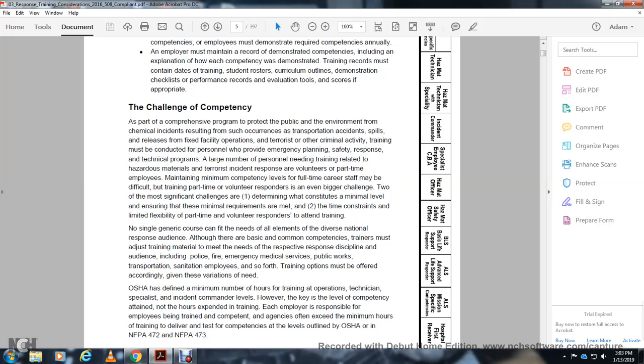OSHA shall define a minimum number of hours of training for operations, technician, specialist, and incident commander levels. However, the key is the level of competency attained, not just the amount of hours expended in the training. Each employer is responsible for the employees' training with competent agencies, which often deliver the minimum hours of training, and test competency against the level of OSHA and National Fire Protection Association 472 and 473.